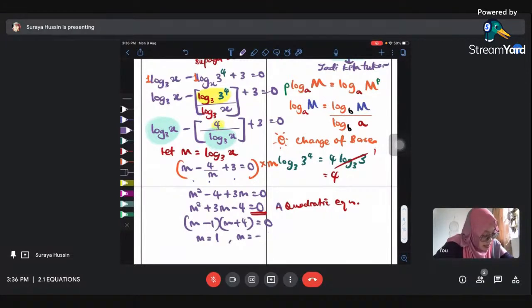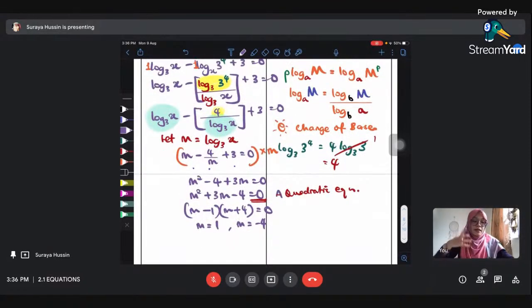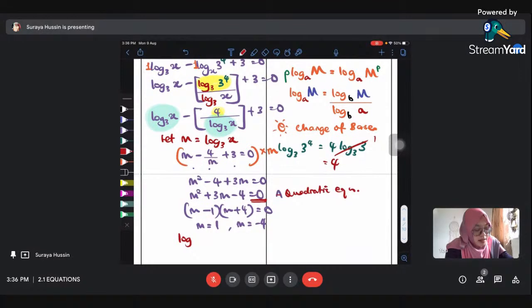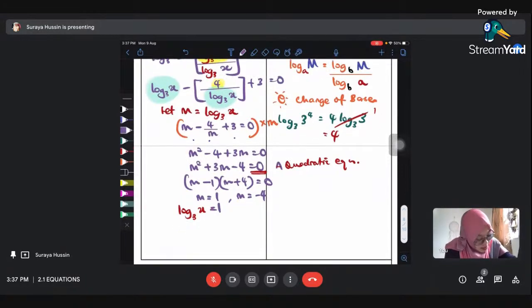But is this your final answer? Adakah ini jawapan kamu? Of course, it is not your final answer because you have to change it back into log. Apa yang kamu dah let tadi tu, kamu tukarkan dia semula dalam bentuk log base 3 X equal it to 1. And then another one, log base 3 X equal it to negative 4.